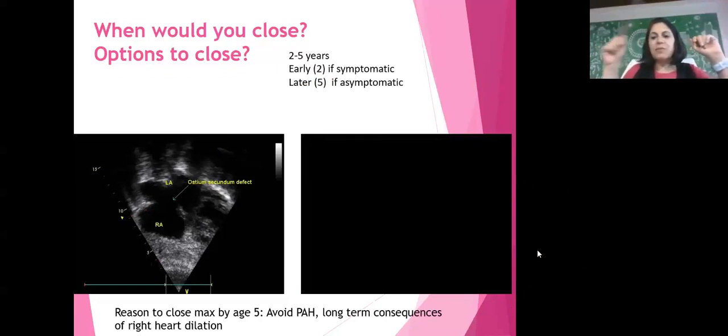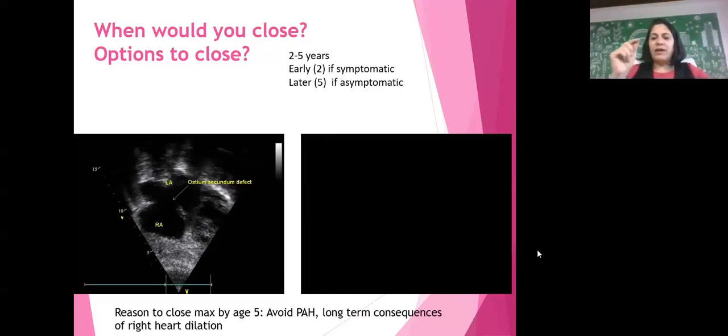Because this comes up a lot, especially when you have a child without symptoms. He's running, he's playing. Parents say, why should I close? The pediatrician is like, yeah, you're right, you're looking good. So it's important to understand why we are closing it.